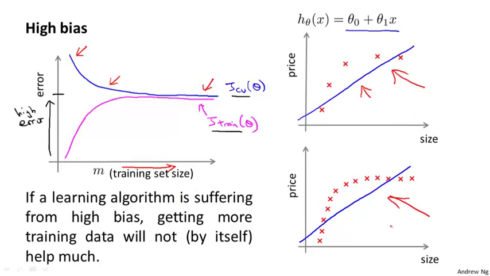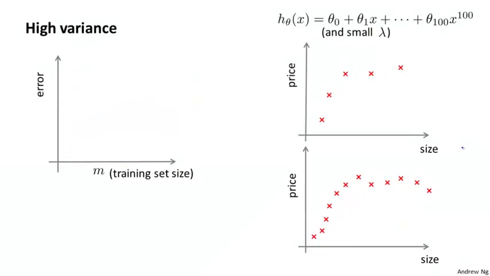And so if a learning algorithm has high bias, just giving a lot more training data doesn't actually help you get a much lower cross-validation error or test set error. So knowing if your learning algorithm is suffering from high bias seems like a useful thing to know, because this can prevent you from wasting a lot of time collecting more training data where it might just not end up being helpful.